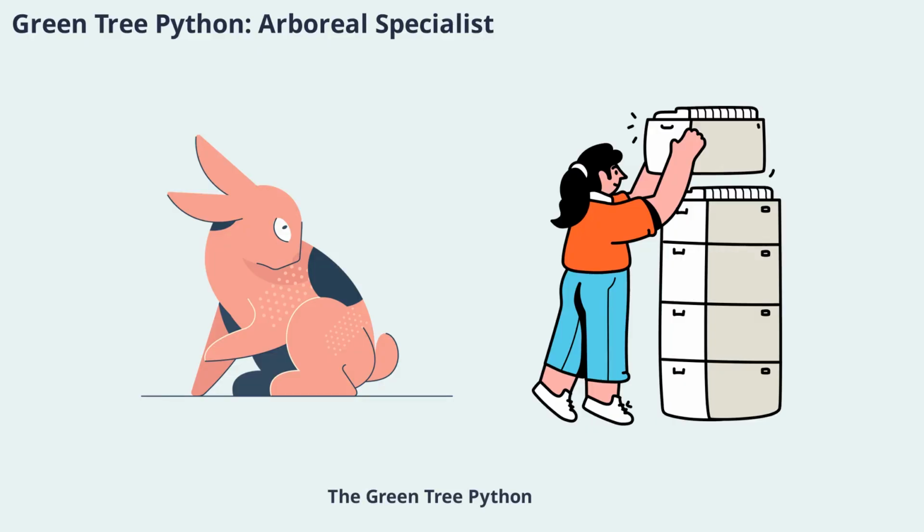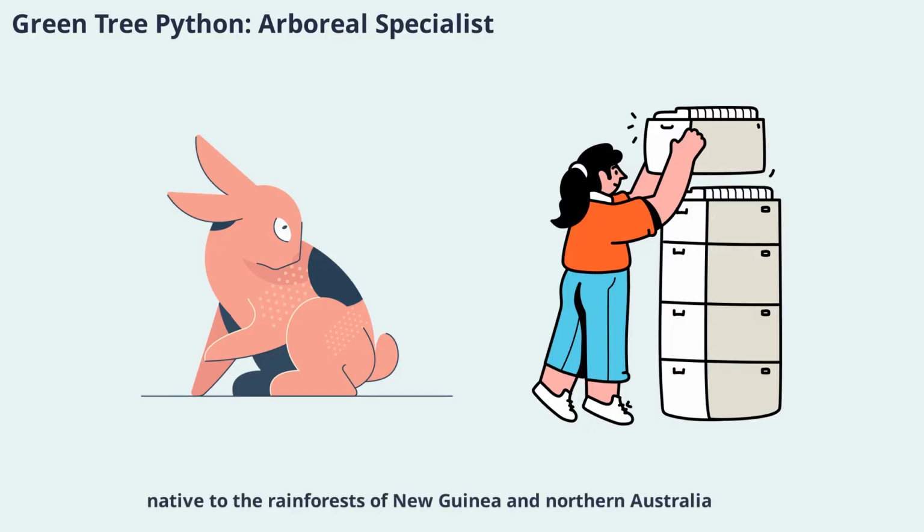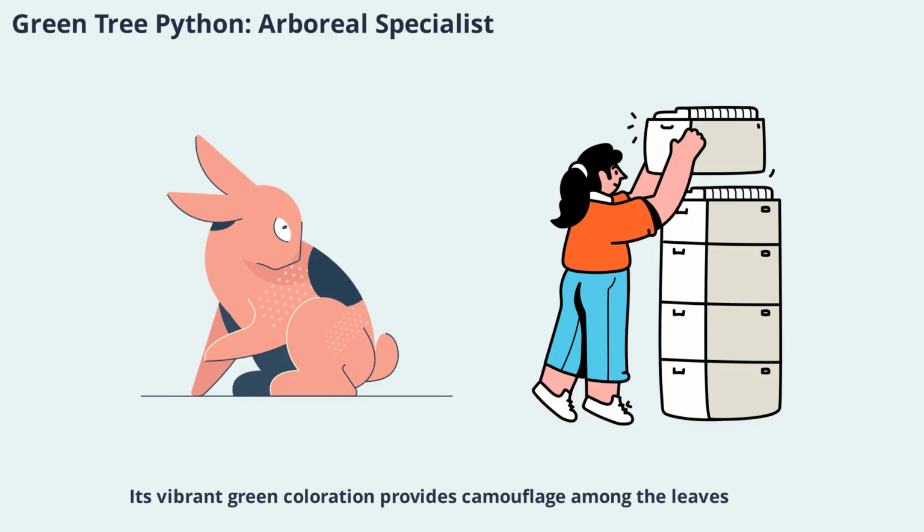Green tree python, native to the rainforests of New Guinea and northern Australia, is a master of the trees. Its vibrant green coloration provides camouflage among the leaves, while its prehensile tail aids in climbing. This species feeds on mammals and birds, using its strong body to constrict prey. The green tree python exemplifies the adaptations required for life in the canopy.